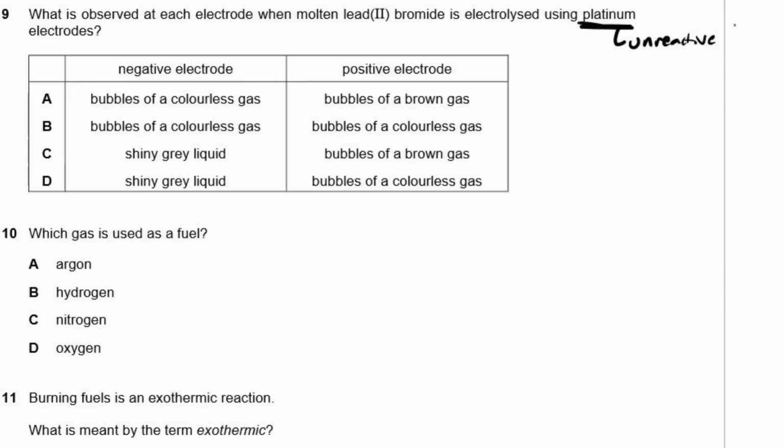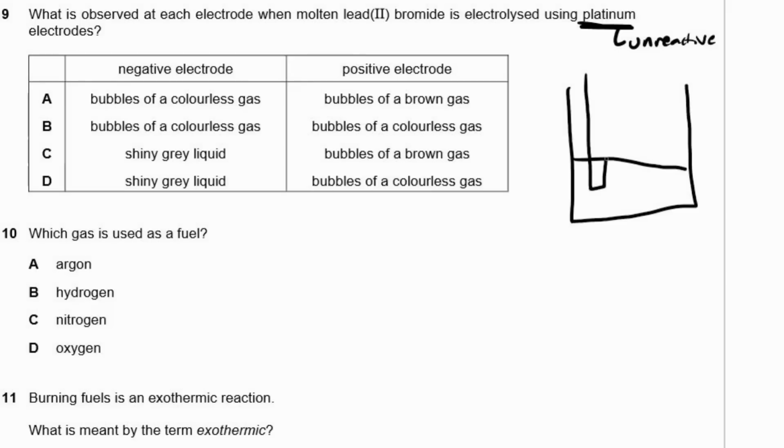So, using unreactive electrodes. All right, let's draw our little electrolysis cell. We have two electrodes. Obviously, this is on a tilted table because the solution is at an angle. That's okay, whatever. So we have one negative and one positive.